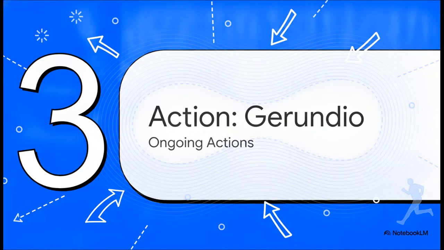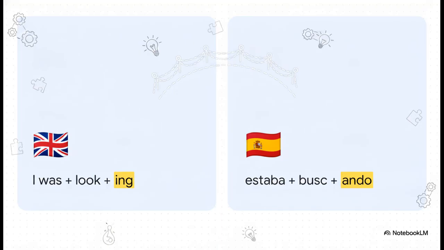Section 3. Action in progress. Gerundio. Ongoing actions. But hey, just saying I was doesn't make a story, right? We need some action. And this brilliantly illustrates the direct mental bridge between English and Spanish. In English, when we want to show an ongoing action, we take a verb, like look, and we just glue the suffix ing to the end to get looking.